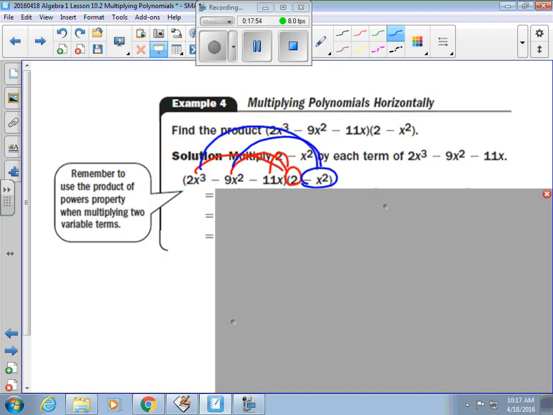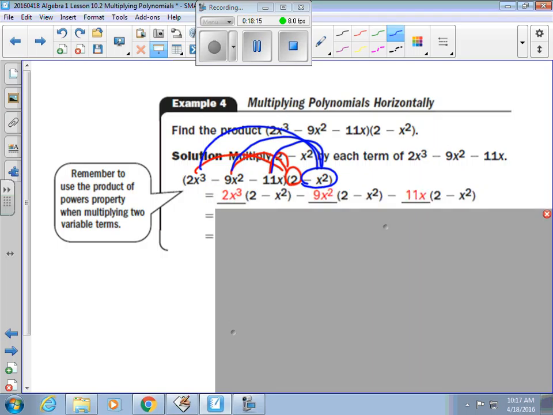Negative x squared times negative 9x squared. A negative times a negative is a positive 9x. You add the exponents 2 and 2 to get x to the 4th. And negative x squared times negative 11x. Again, a negative times a negative is a positive 11. You add the exponents, 2 plus 1, to get x to the third.